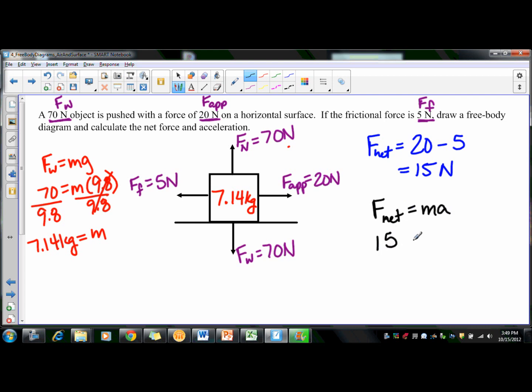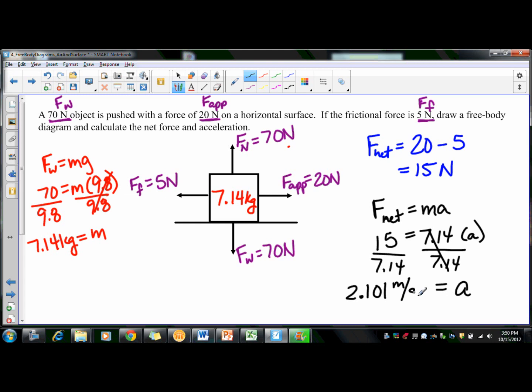So our F net is 15. We found our mass as 7.14, and we're solving for a. So we're going to divide by 7.14 and get our acceleration of 2.101 meters per second squared. So use the picture to find net force, use net force to find acceleration.